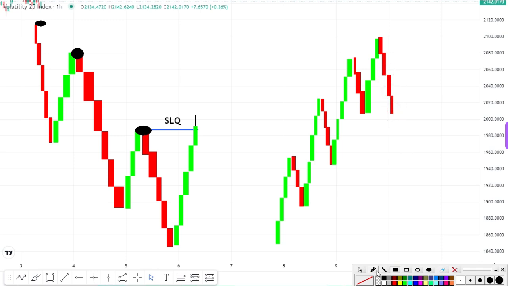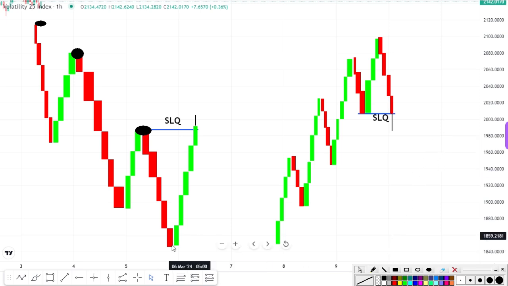So at this point we are having another sweep of liquidity, but this is now an uptrending example, guys. So we still have our sweep of liquidity right here. But this is an uptrending example.